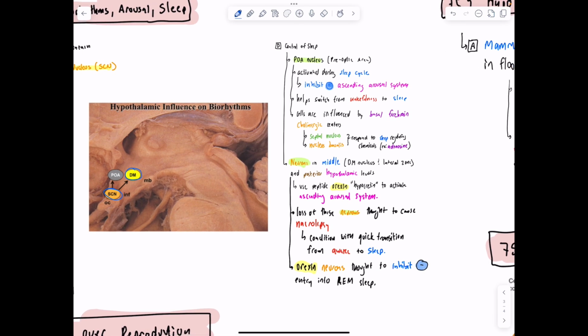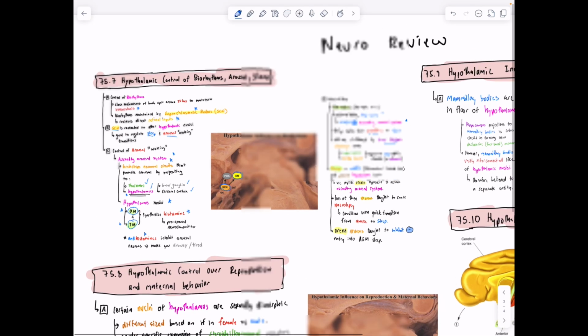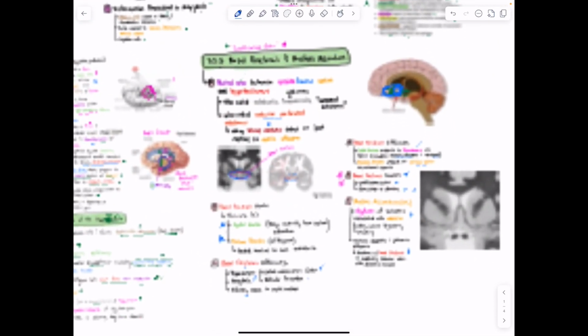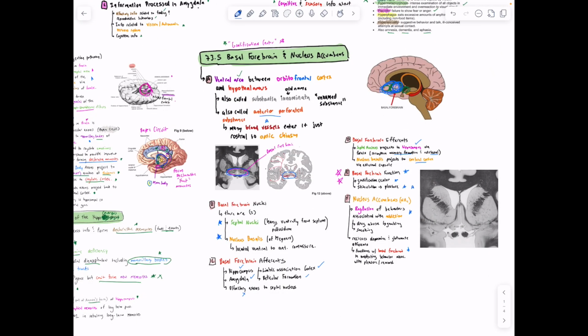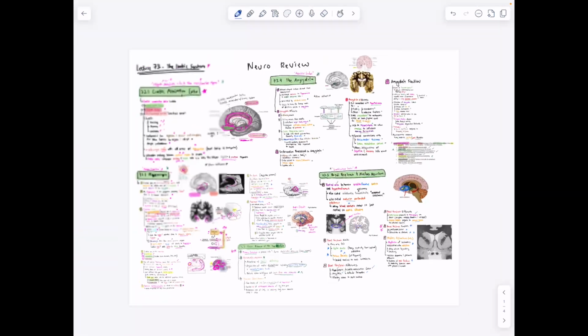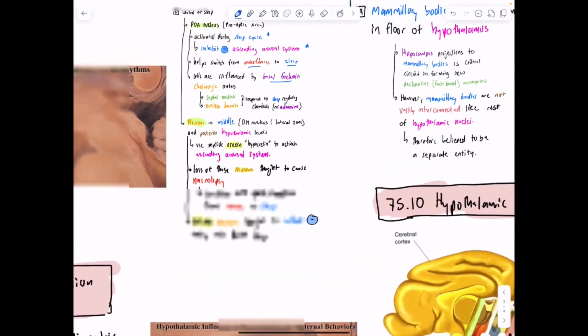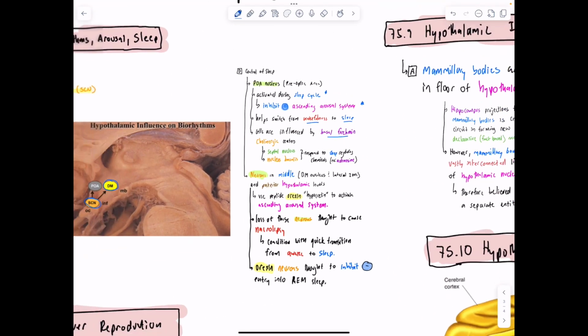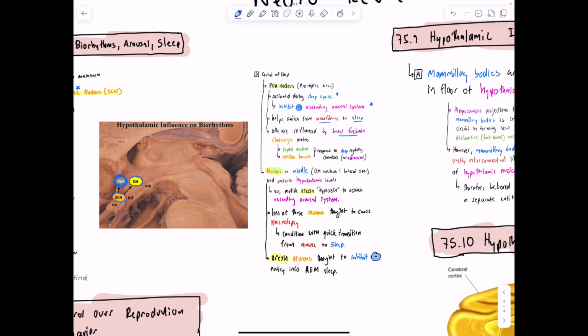So pro-sleep, we have the preoptic area nucleus, which is activated during the sleep cycle. It's going to inhibit the ascending arousal system and help switch from wakefulness to sleep. And these cells are influenced by basal forebrain cholinergic centers, so the septal nucleus, and then the nucleus basalis. And you may remember that from our gratification center of the brain, the basal forebrain, the septal nuclei, and the nuclei basalis. So we have sleep associated with the gratification center, which is interesting. But the POA, preoptic area, which you can see here, anterior hypothalamus, is going to inhibit the ascending arousal system, help you get some sleep.